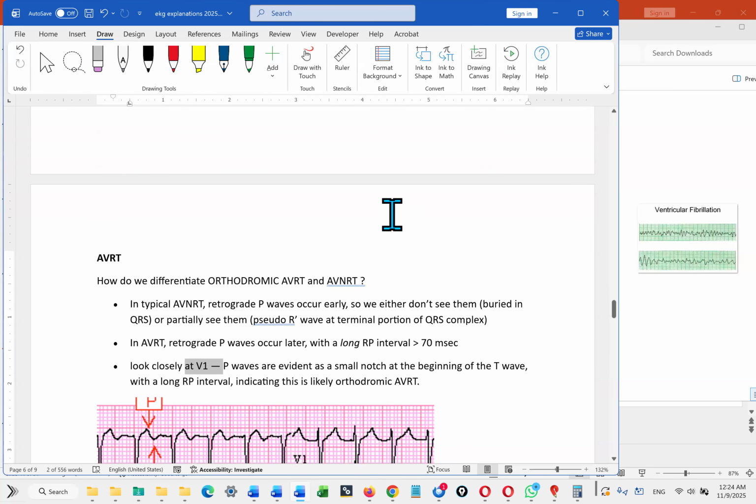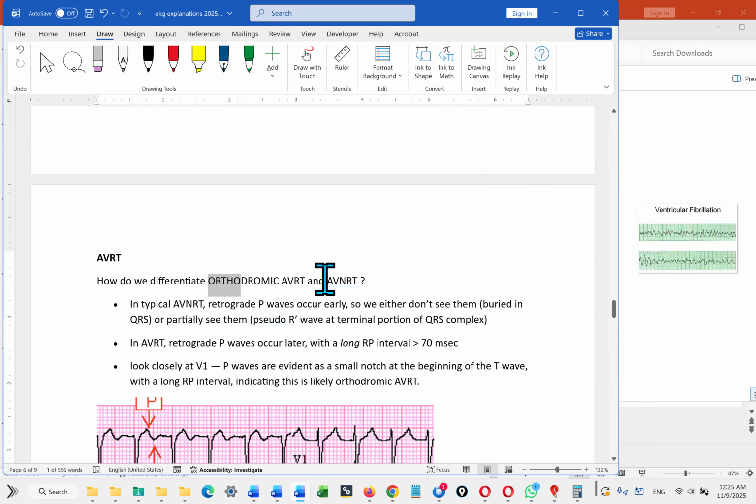So AVRT and AVNRT can look alike, but you have to remember the mechanism is completely different. In AVRT, what is happening is there's an accessory pathway. Usually there's the Wolff-Parkinson-White pathway, or it could be another. There are three different pathways. So if any one of those pathways is present, and remember, what does ortho mean? Ortho means the correct way. It means the impulse that travels from the atria to the ventricle travels along the correct route, which is through the AV node. That's why it's called orthodromic. So in AVRT, the initial impulse travels from the atria to the ventricle through the AV node, but the return trip is through the accessory pathway. That is orthodromic, and that is the common thing you see.